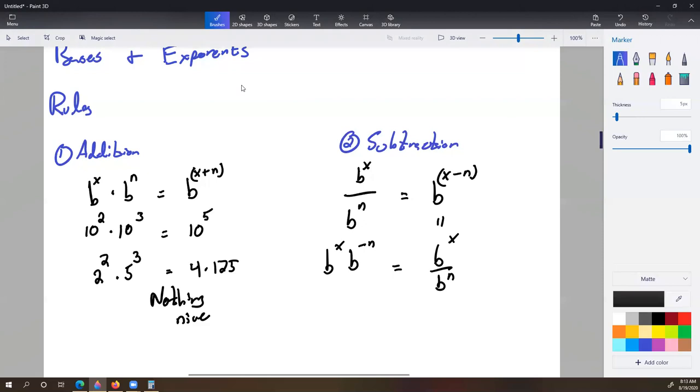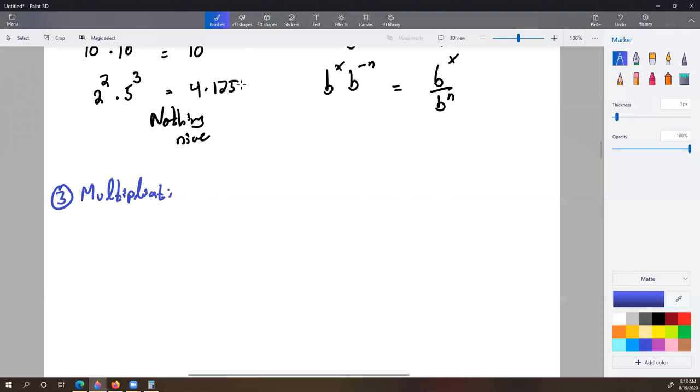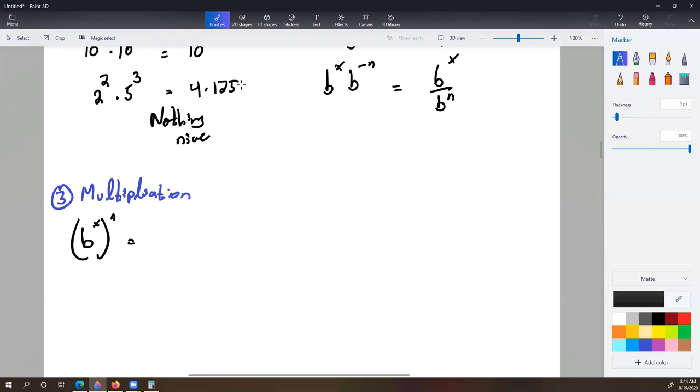And then we get the multiplication rule. The multiplication rule is when you take an exponent to another exponent. And you'll see in a minute how that can be incredibly useful, but also slightly dangerous. So the generic rule that you're going to see is something along the lines of, if you have some base to the x power, and you take that whole term to the nth power, you get b to the x times n.